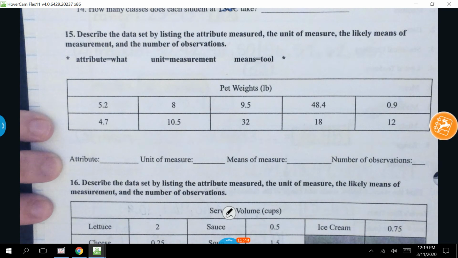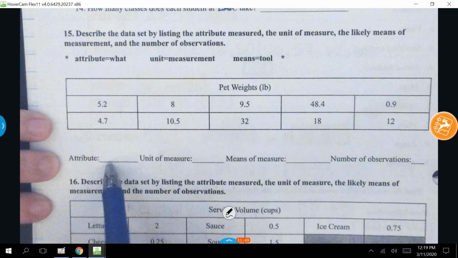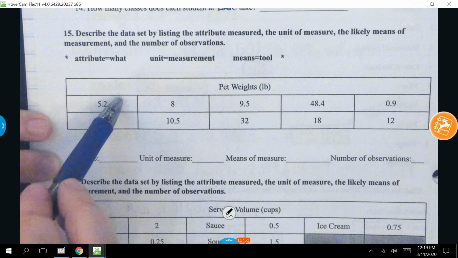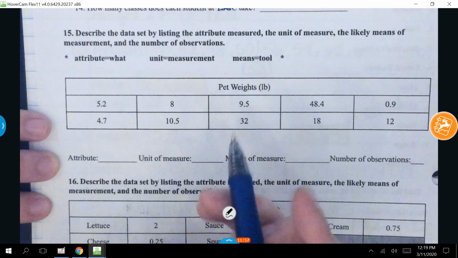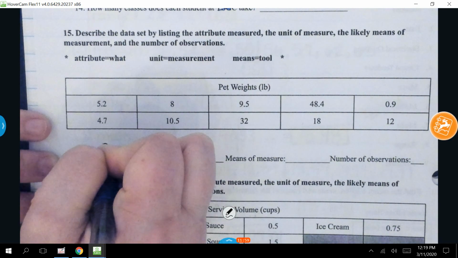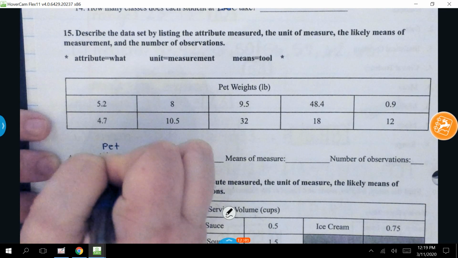RJ, what does it say the attribute is? What the data is about. What is my data about in this chart? What is it talking about? Noah? The pet weight. So my attribute here is the pet weight.